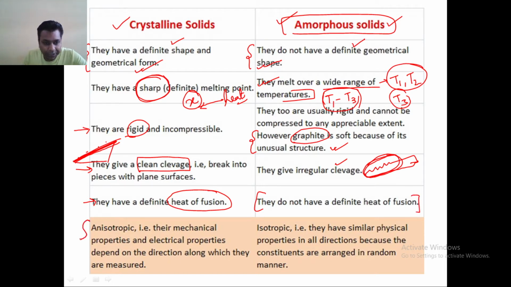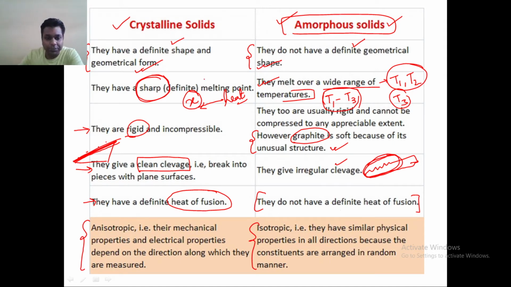And the last point is anisotropic and isotropic, two things are there. Anisotropic means that mechanical properties and electrical properties depend upon the direction in which you are measuring, or the direction in which you are applying the force or external cause. Whereas in an amorphous solid, it doesn't depend upon the direction. It is independent of the direction of application of the external cause. So in every direction it will remain the same. I'll take this point in further discussion also.